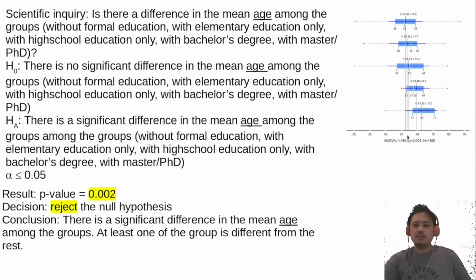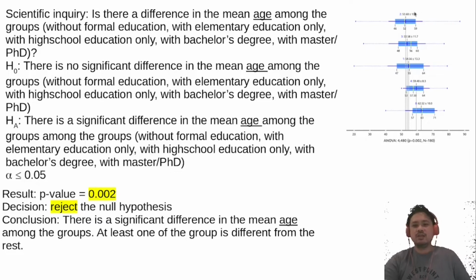The p-value that we got is 0.002. This is smaller than alpha of 0.05. This means that we will reject our null hypothesis. We can conclude that there is a significant difference in the mean age among the groups. At least one of the groups is different from the rest.